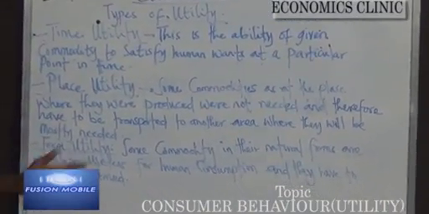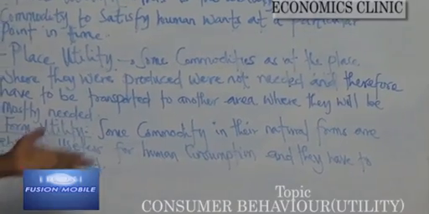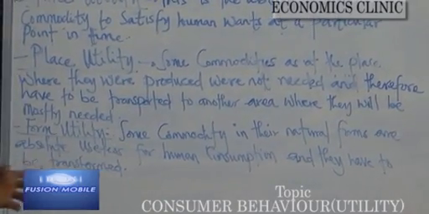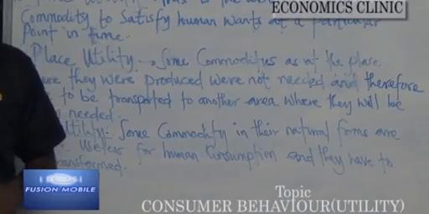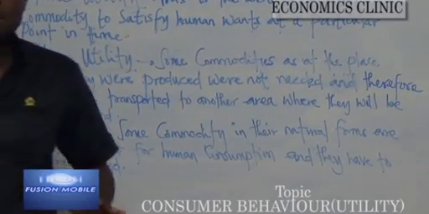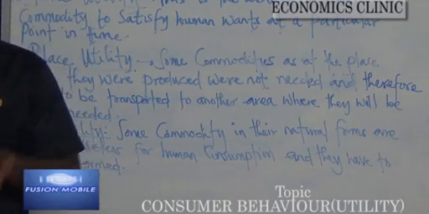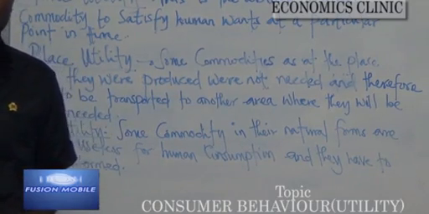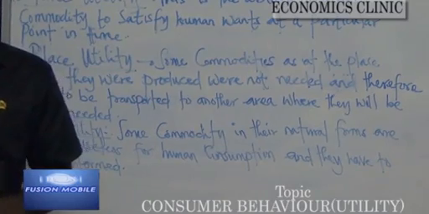Some commodities in their natural form are absolutely useless for human consumption and they have to be transformed. Some commodities in their natural form are useless and therefore are to be transformed into something else which will be useful.